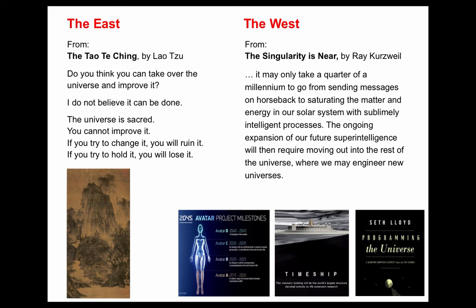But that's just the beginning. From sending messages on horseback to saturating the matter and energy of our solar system with sublimely intelligent processes. Could be sprinkling computer chips all over the solar system with sensors and talking to each other. They're doing it now. The ongoing expansion of our future superintelligence will then require moving out into the rest of the universe where we may engineer new universes. What's the technical term for that kind of talk? Hubris.